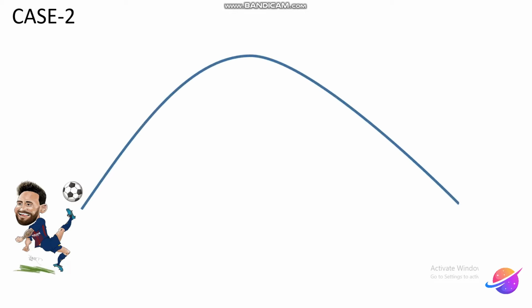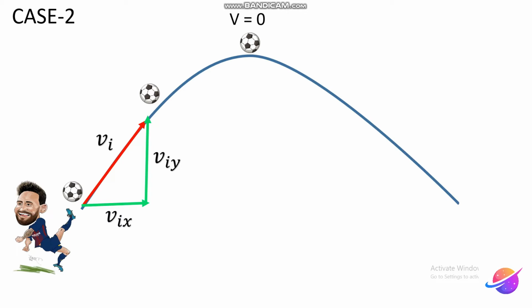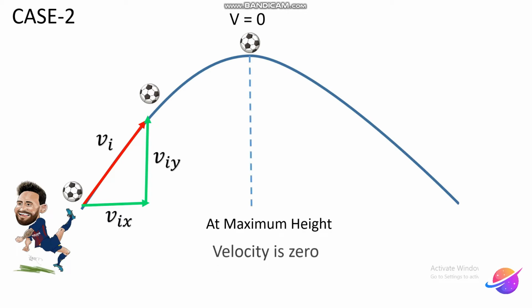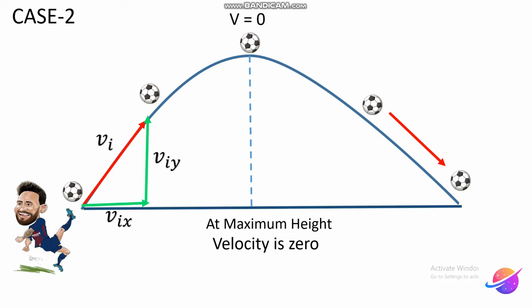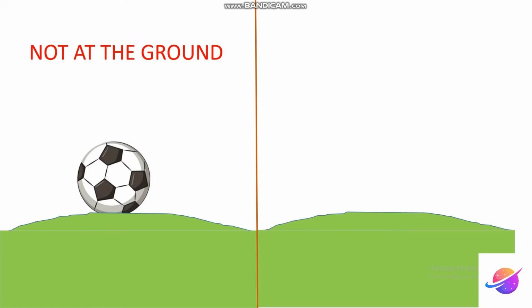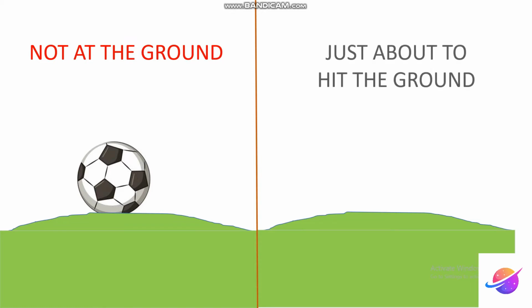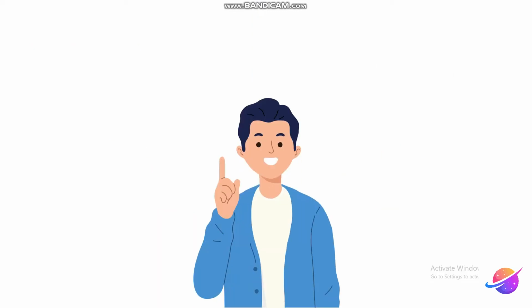As you can see, the initial velocity Vi that we gave has both Vix and Viy components. The ball goes up and its velocity goes on decreasing to 0, and at the highest point it becomes 0. Again, when it goes down, its velocity goes on increasing, and at the point when it is just about to hit the ground, not at the ground but just about to hit the ground, it has the same velocity that we gave it. Okay, because we know that at the ground it will become 0. So let's do some calculations.